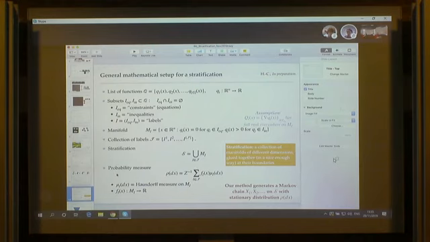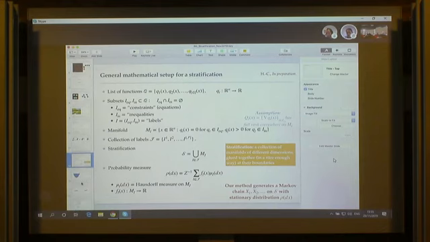On top of that stratification, we have a probability measure. And this is formed from a sum of Hausdorff measures on each of the manifolds in the stratification. So mu_I is a Hausdorff measure on M_I, and we might have a weight function, which I'll call s_I. And what I will do is show a method to generate a Markov chain on my stratification such that it has stationary distribution here. So please do stop me if there are questions.